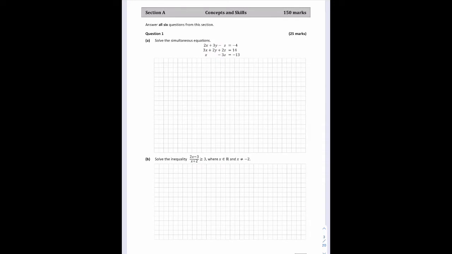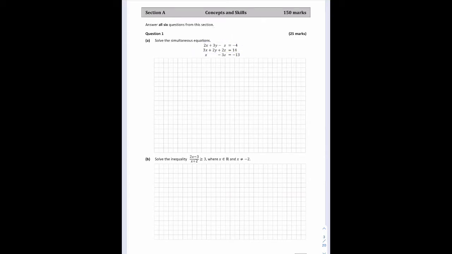So the strategy for these is to take the 2 equations that have all 3 variables in them and try to eliminate the variable that's not in the third equation. So you see here there's no y. So what we're going to do is take these first 2 equations and eliminate the y from them.